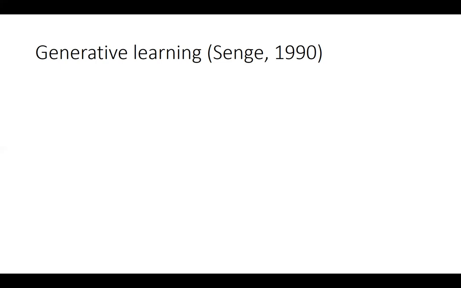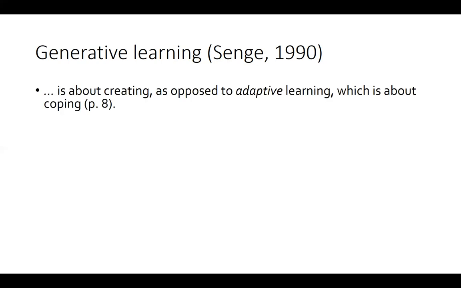So Peter Senge, he's famous, I think he's in learning, actually, pedagogics at MIT. He's very senior now. And in the 1980s and early 1990s, he wrote a famous book called The Fifth Discipline. He also wrote an article. I chose the article. So generative learning is about creating. If you now remember what prospection and entrepreneurial cognition were all about, generative learning resembles those, doesn't it? And also Senge says that generative learning is opposed to adaptive learning, which is about coping.